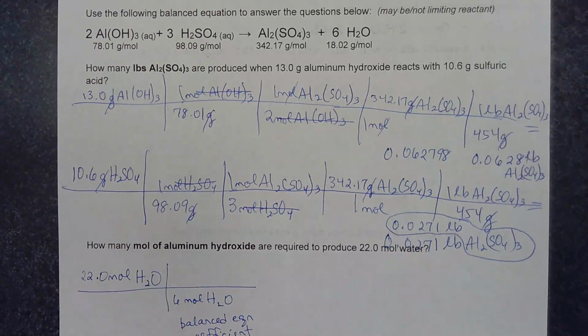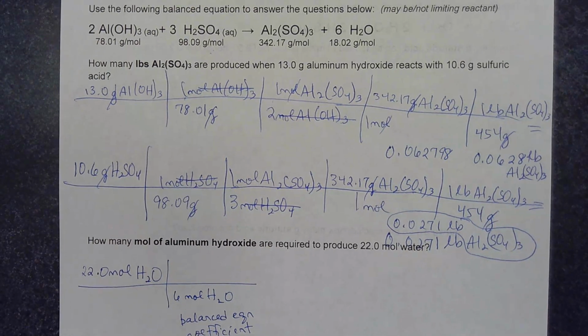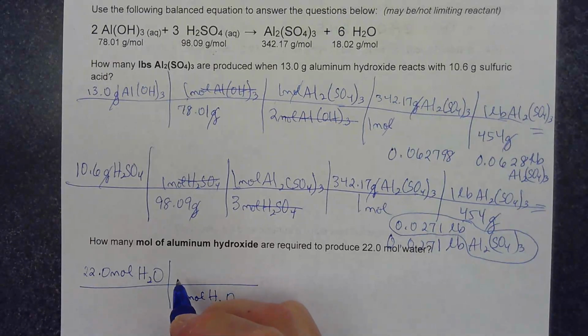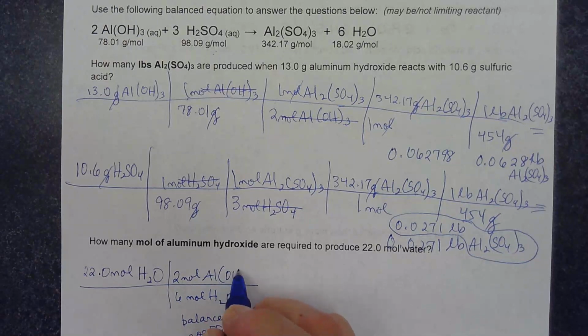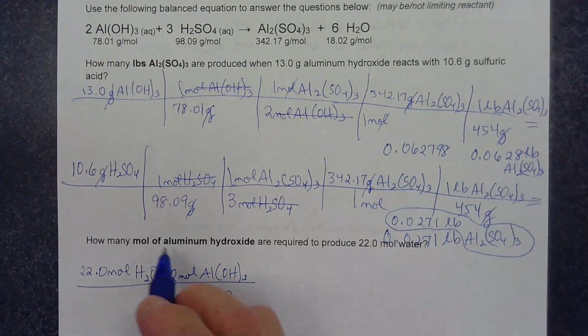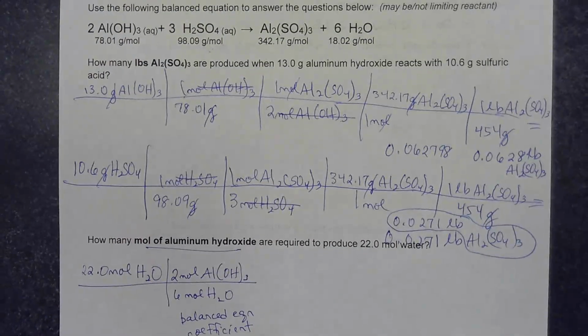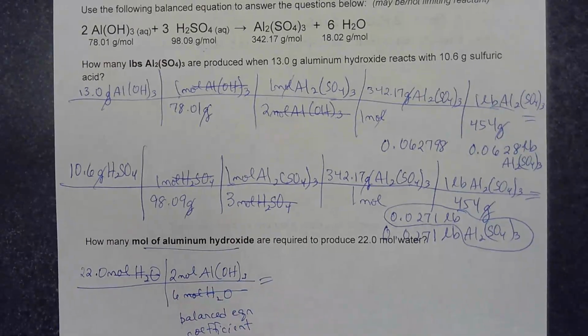And what goes on top? Who are you trying to find? Aluminum hydroxide. So what goes on top? 2 moles of aluminum hydroxide. Good. And is that what you're trying to find? So you're done. Make it simple. Don't go to grams. This problem said nothing about grams.